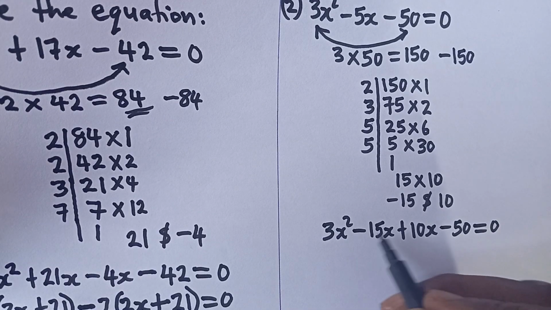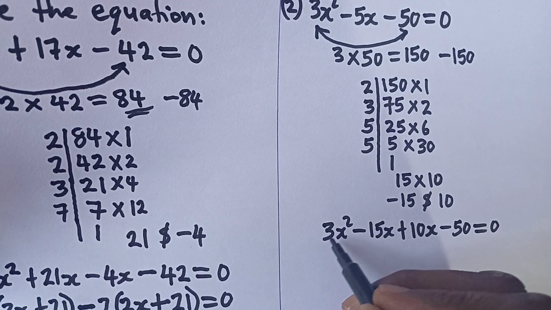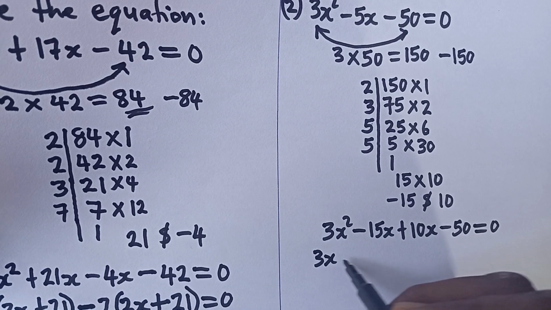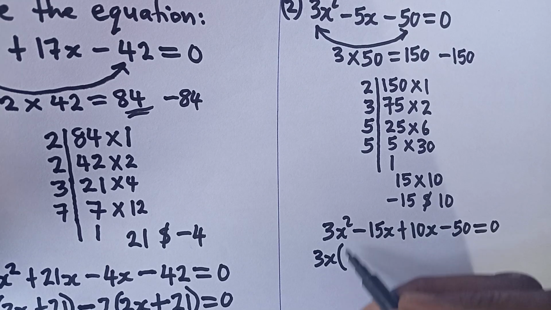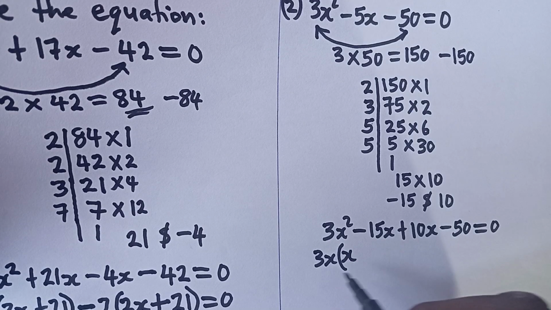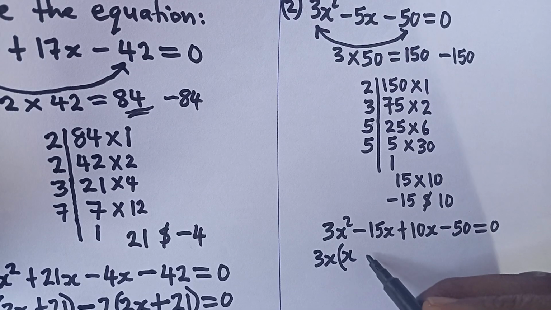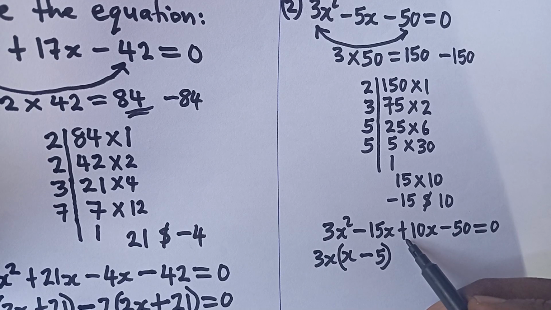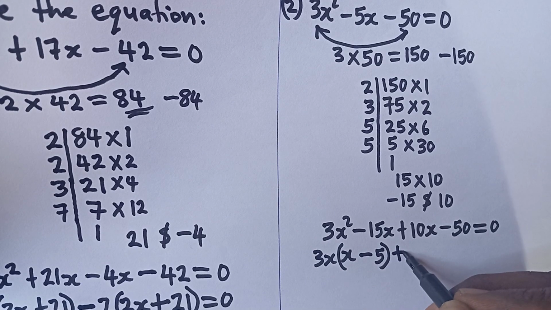So as usual, we factorize by grouping. So what is common here is 3x. 3x, I bring it out in the bracket. What is left? 3x squared divided by 3x, we are left with x. Minus 15x divided by 3x, we are left with minus 5. Then I told you before, we take the sign that is here. Whatever sign that is here, that is what we are going to take. So I'll take the positive sign here.